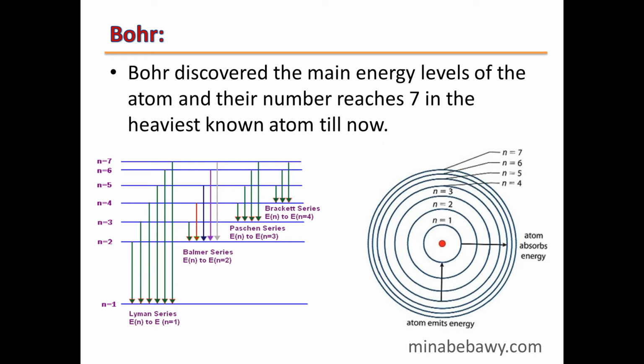Bohr discovered the main energy levels of the atom, and their number reaches 7 in the heaviest known atom till now. Before Bohr, we didn't know that the electrons are distributed in energy levels. The scientist who discovered that electrons are distributed in energy levels is Bohr.